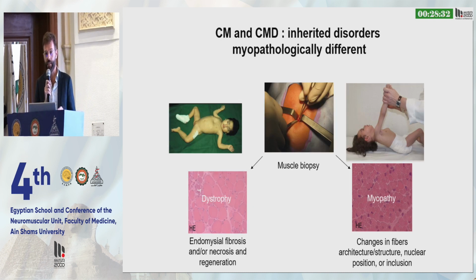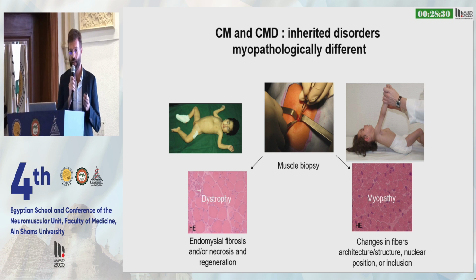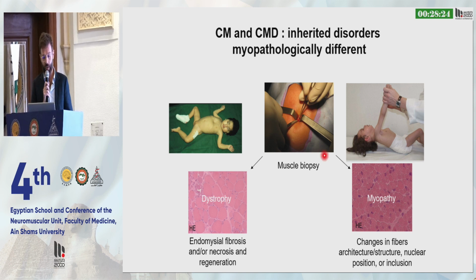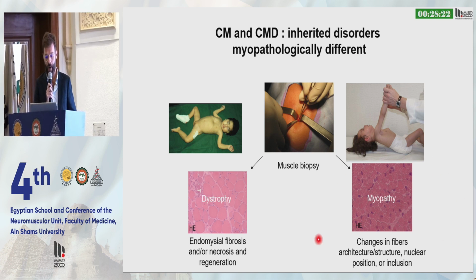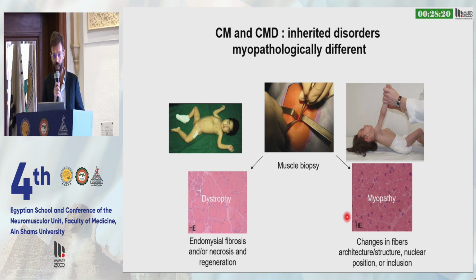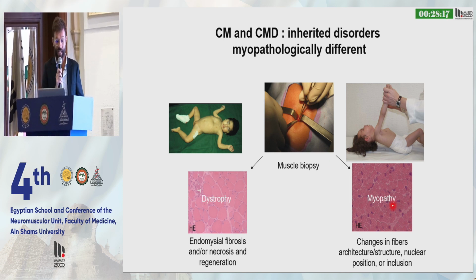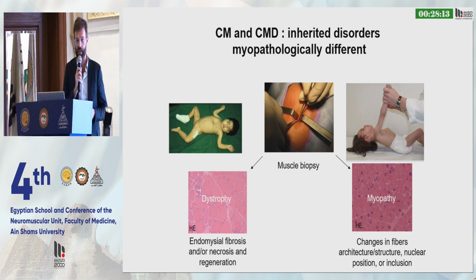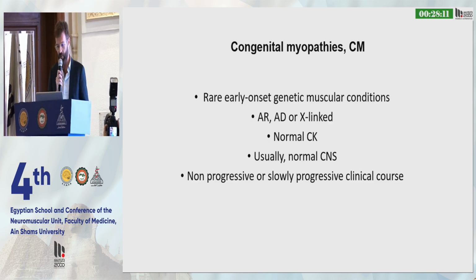So these entities can present very early in life in similar ways, but we will see that they are different. And the first difference was noted with histopathology, which demonstrated that in myopathies we had a structural change of the muscle fibers, while in dystrophy, as the name tells, you have a dystrophic degeneration of the muscle fiber.